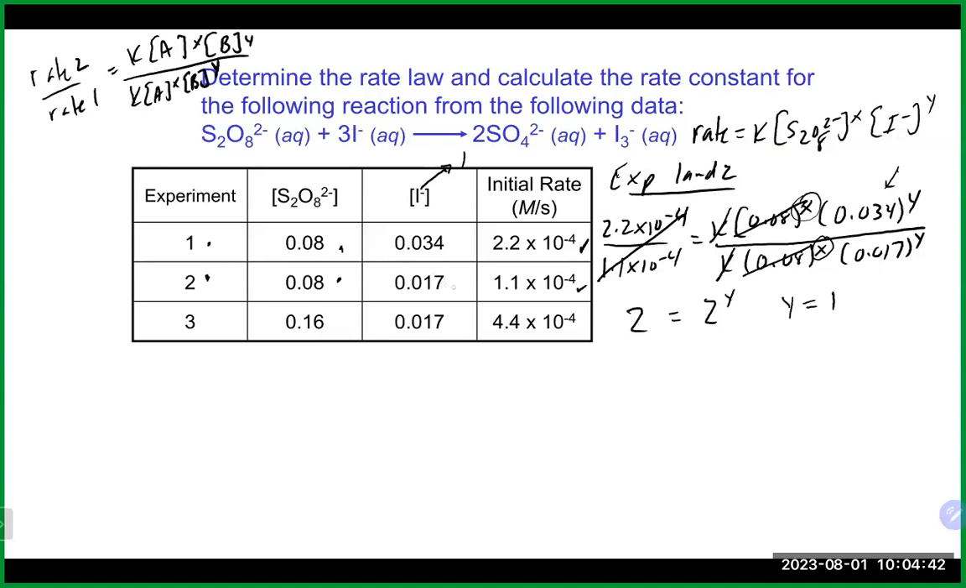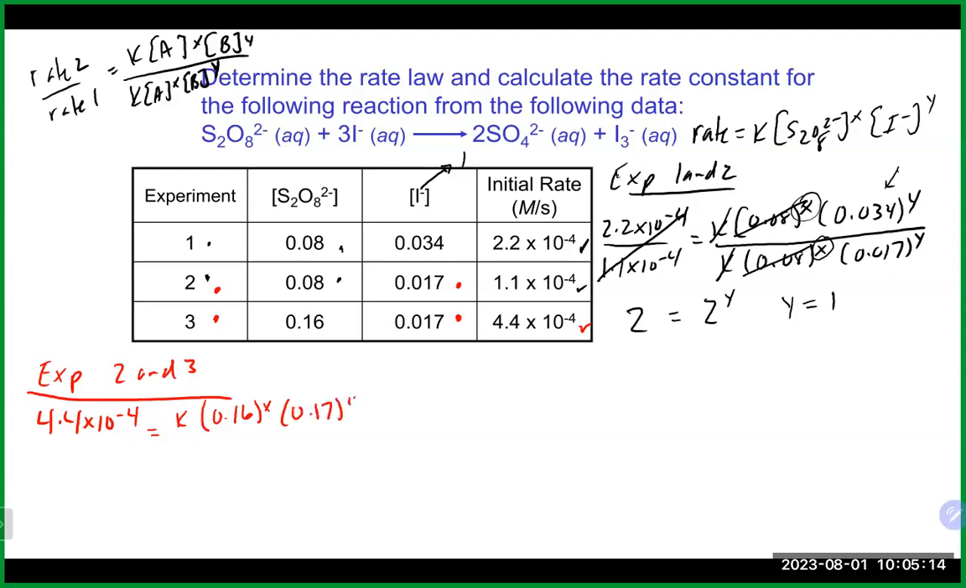In this case, we actually want to keep the I minus constant, which happens in experiments 2 and 3. We'll do the same thing. So looking at experiments 2 and 3, I'm going to take the larger rate, which is experiment 3, and put it on top. That's going to give me 4.4 times 10 to the minus 4 equals my K, and 0.16 to the X, 0.17 to the Y.